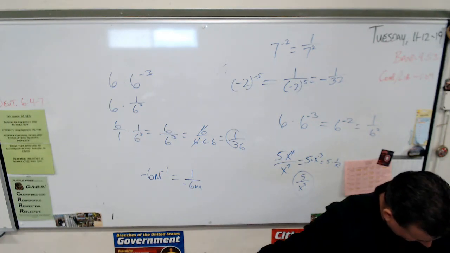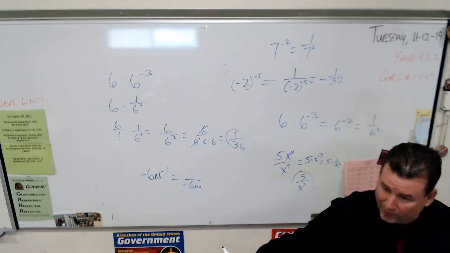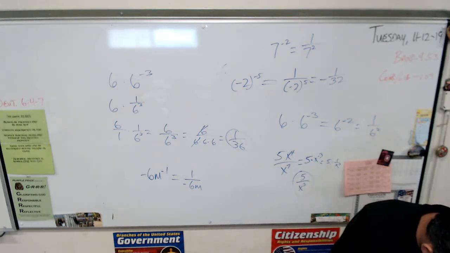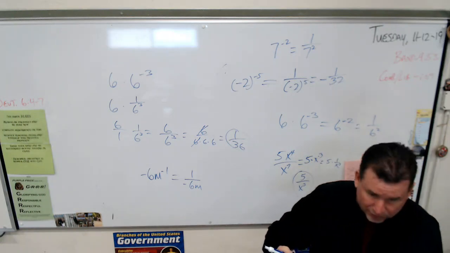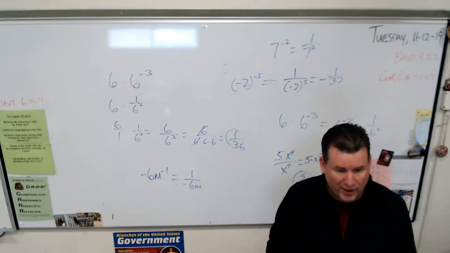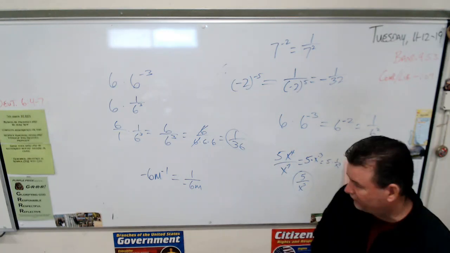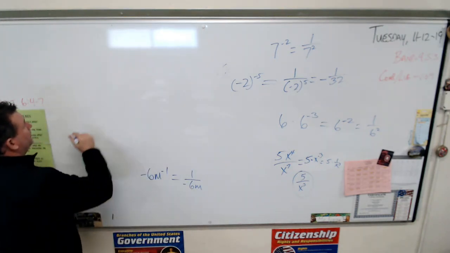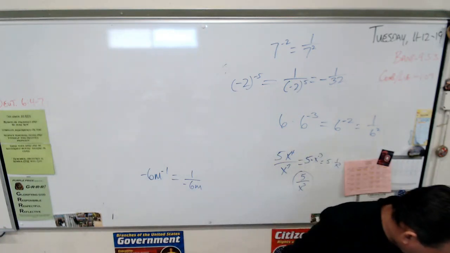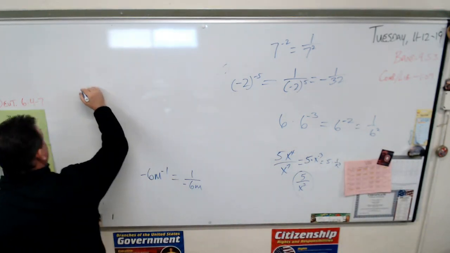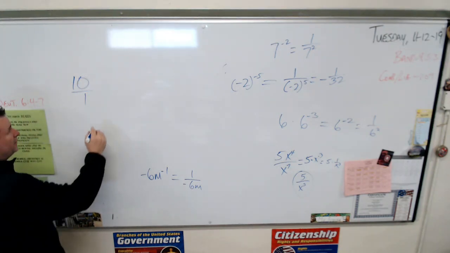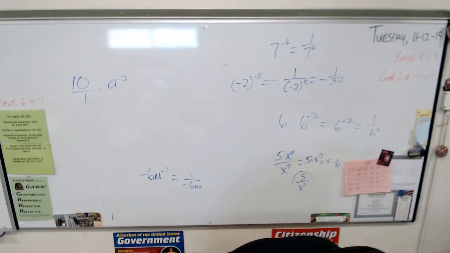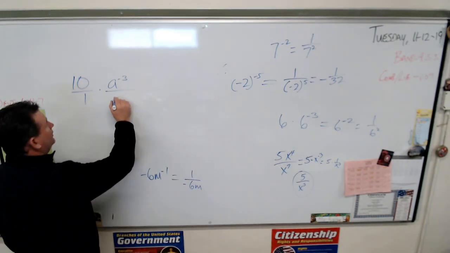10 times a to the negative 3 over a to the 4th. I've got like bases on my a's, so I'm going to subtract, a to the negative 3 minus 4. So I end up with 10 times a to the negative 7. It's okay if I erase this one. All right, let me separate the 10 again. Hopefully that makes more sense. See if this makes sense to you. 10 over 1 times a to the negative, was it negative 3? Yeah, over a to the 4.